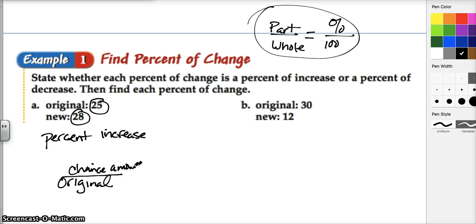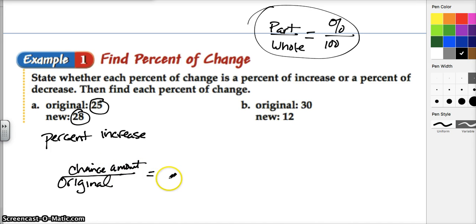So think about it. Whenever you're dealing with percentages, if I say I gained 20% of my weight, what is the whole that I'm comparing it to? I'm comparing it to my original weight. And if I gained, I need to figure out what the change is in that weight. Does that kind of make sense?